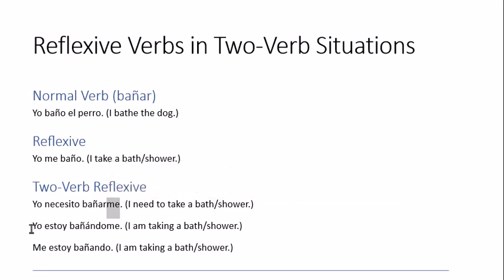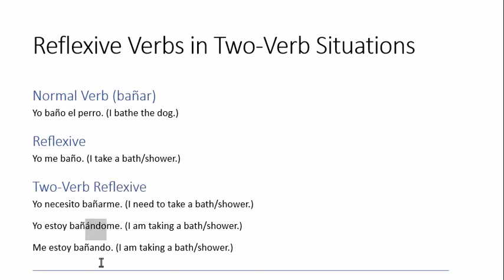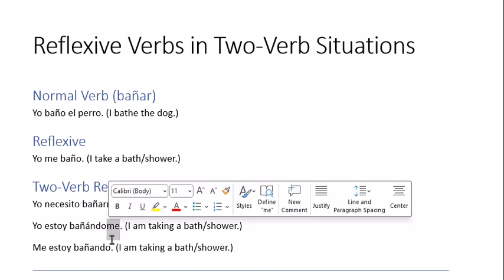Okay? Another two-verb situation is when we use ing endings, right? So I am taking, for example. So to say I am, we say yo estoy. And here we have an example of an ing ending, ando. So we learned ando for AR verbs. We learned yendo, the iendo ending, for ER and IR verbs. Okay, so yo estoy, I am bathing, bañando, and we're saying this reflexively because we're doing it to ourselves, right?